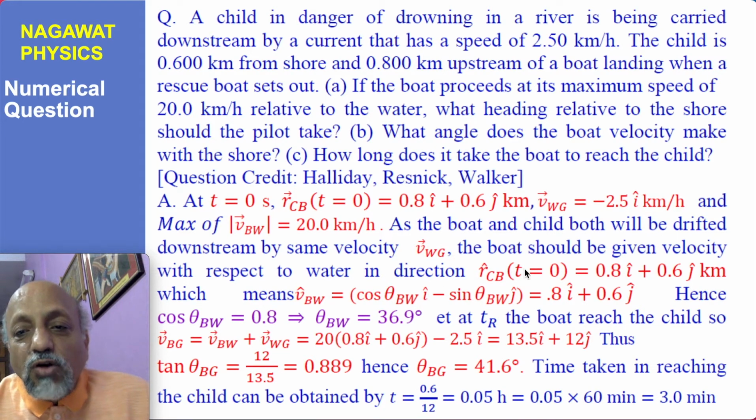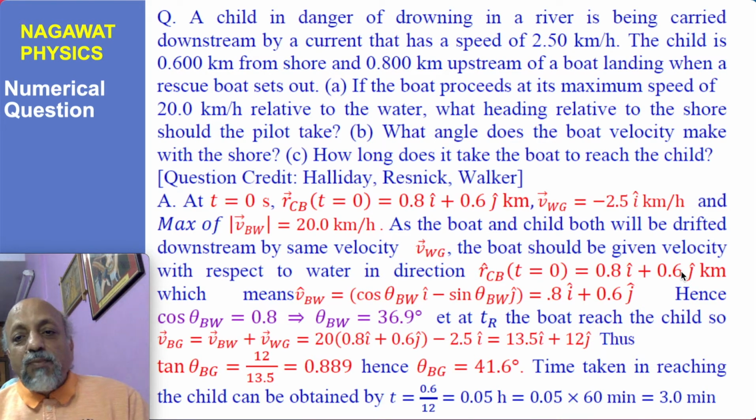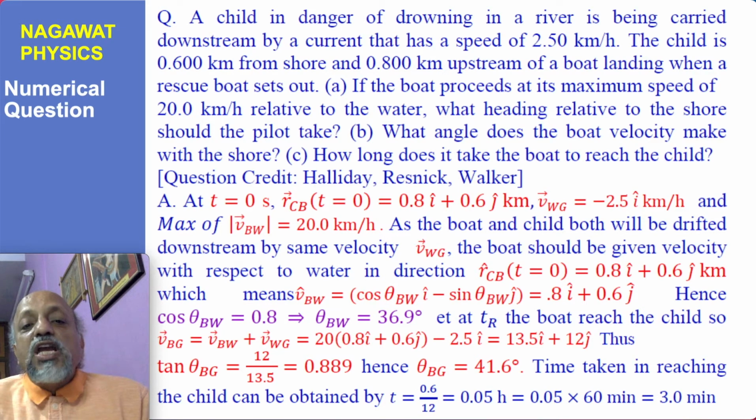And so is this one, because you can check that the magnitude of this vector is unity: 0.8 squared plus 0.6 squared turns out to be 1. So what we find is that the boat should be rowed in this particular direction. Initially, when the boatman starts to row, he looks at the position of the child and rows in that direction, ignoring the flow of the water, because the flow of the water is common to both.